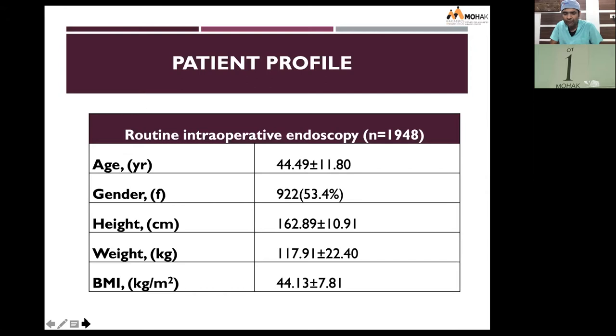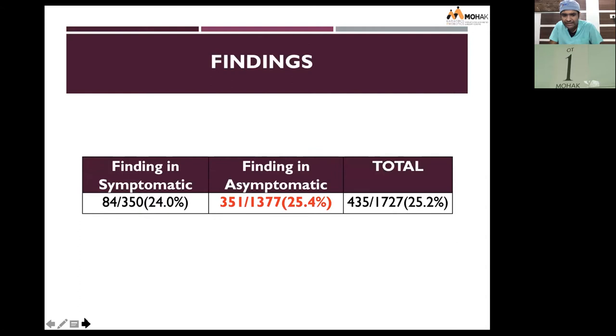Now, this is interesting. The findings in patients who were symptomatic: out of the 1,900 some patients, 350 were symptomatic, and only 84 of them, 24%, had findings. So this proves that if patients are symptomatic, not all are going to have findings on the endoscopy. And all of us know this.